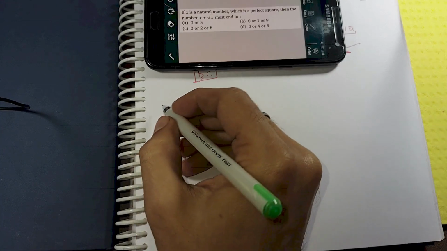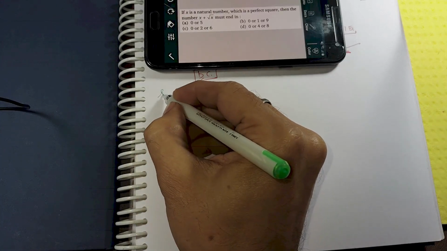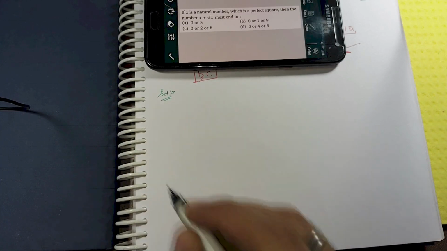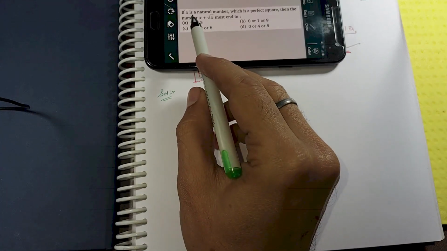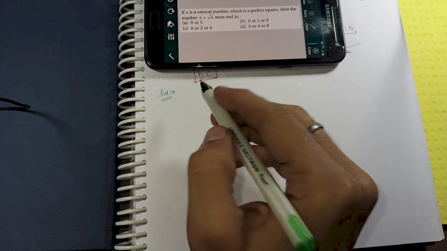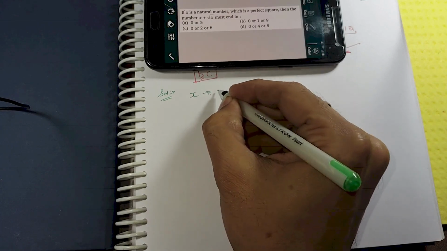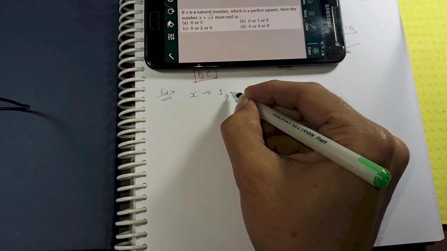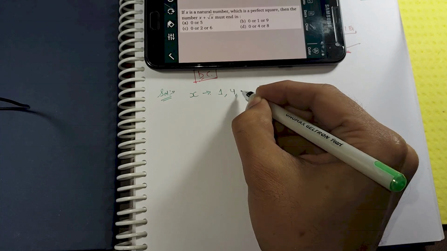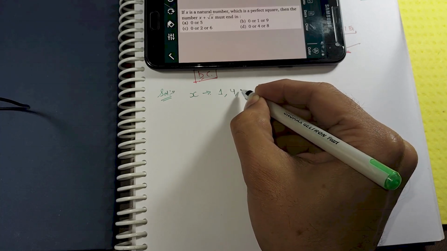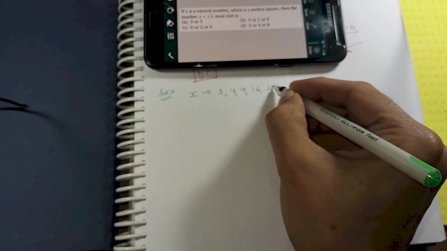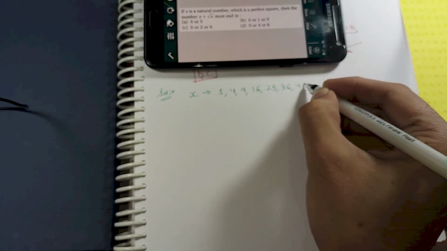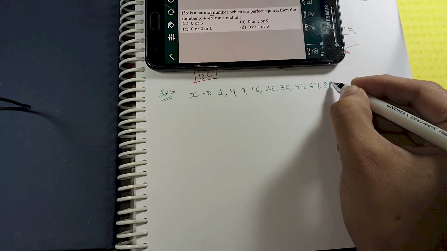If x is a natural number which is a perfect square, then the number x plus under root of x must end in. So we have been given that x is a natural number which is a perfect square. So the value of x can be 1, 2 and 3 are not perfect squares, 4, and then 9, then 16, 25, 36, 49, 64, 81 and so on.